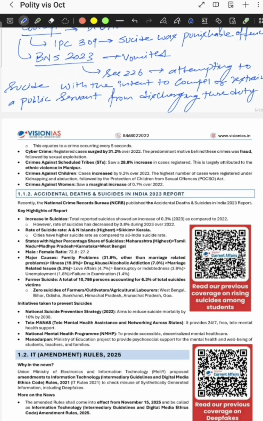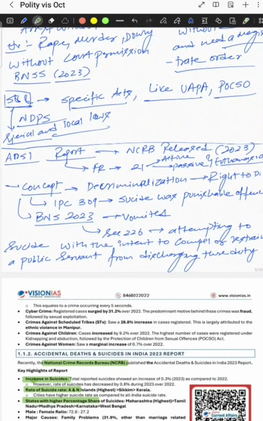This is also released by the National Crime Records Bureau. You can see the highlights like the increase in suicides, the rate of suicides, and states with a higher percentage. These are all the report insights. You can just go through them. But what we should know are the static linkages.